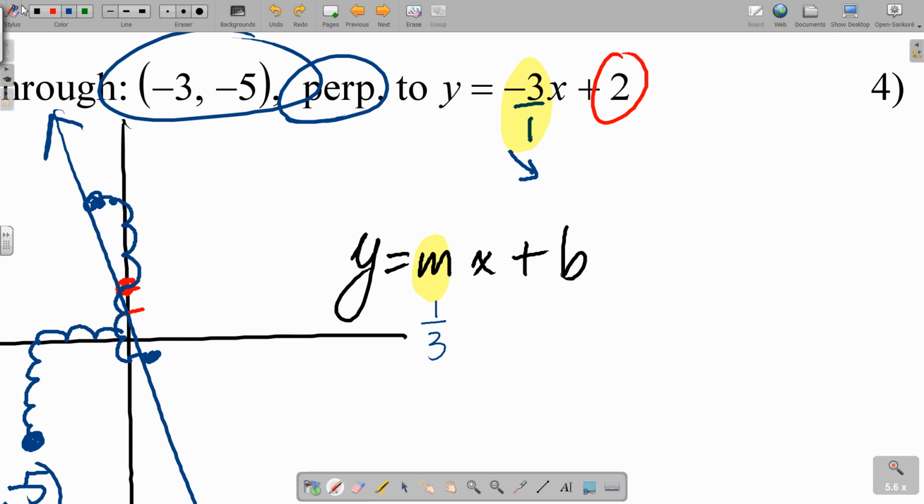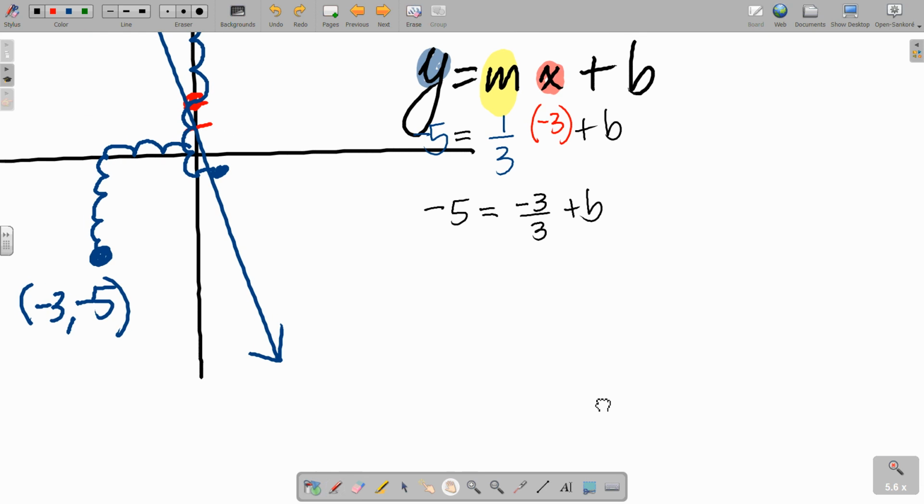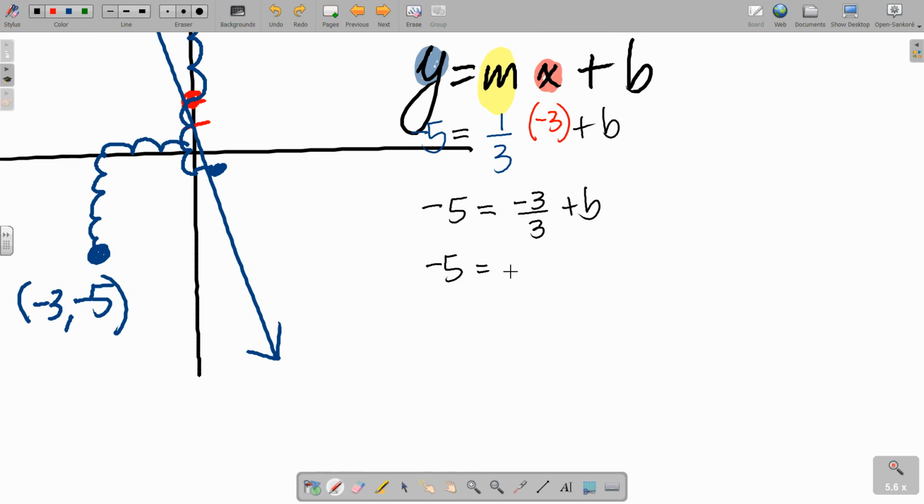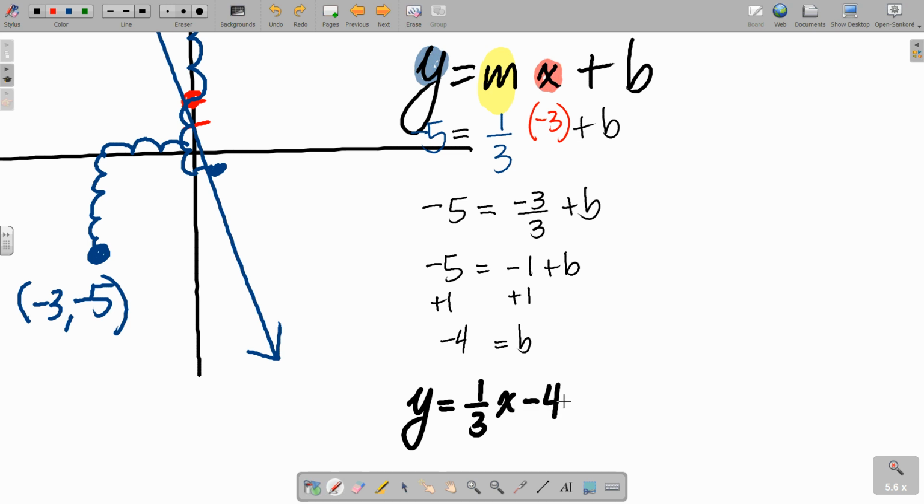Then we need a value of x, which we have right there, negative 3. Then we need a value of y, which we have right there, negative 5. We're going to solve for b. So we have negative 5 equals, this is negative 3 over 3 plus b. This is negative 5 equals negative 1 plus b. So our b equals negative 4, which means the equation of our second line is going to be y equals 1/3 x minus 4.